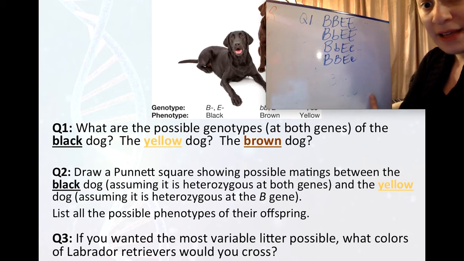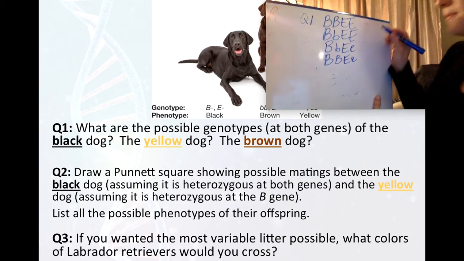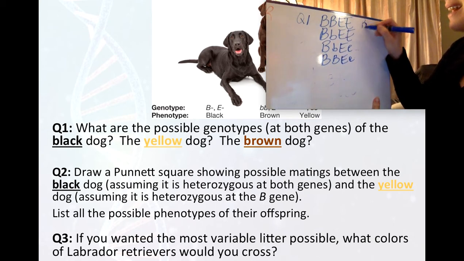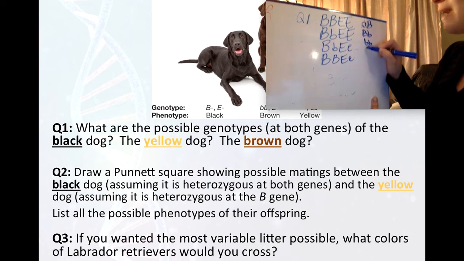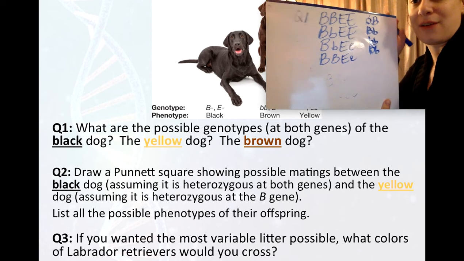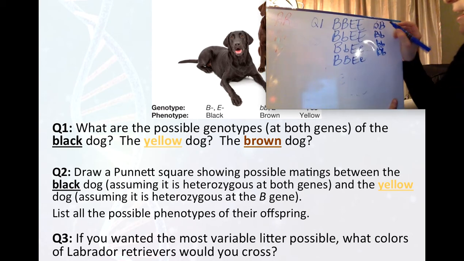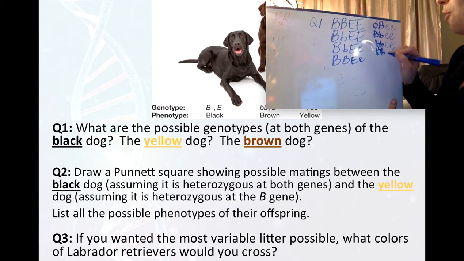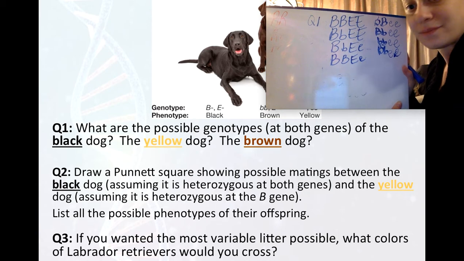And now for the yellow dog, what are possible genotypes for the yellow dog? Well, it doesn't matter what combination. I can write any combination of letters I want, but as long as there are two recessive e's, there's no pigment produced, and therefore it's a yellow lab.